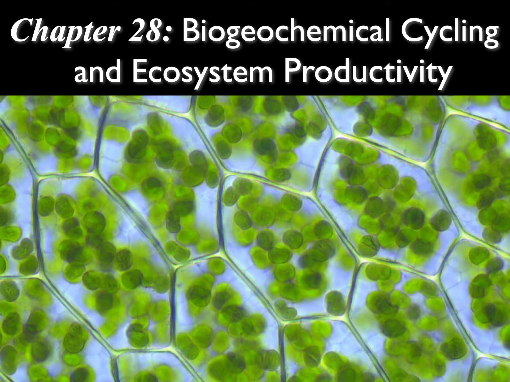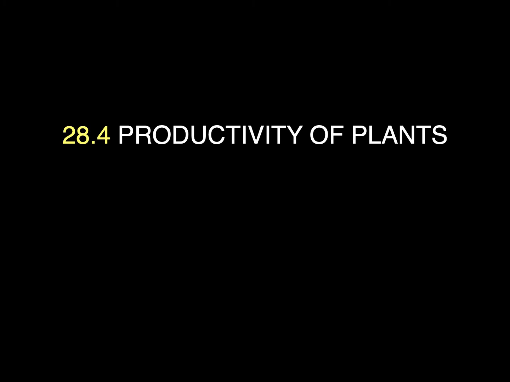Chapter 28 Biogeochemical Cycling and Ecosystem Productivity. Section 28.4 Productivity of Plants.